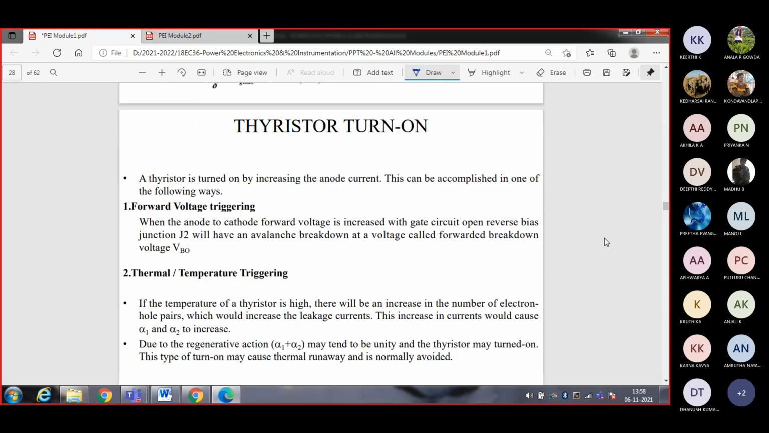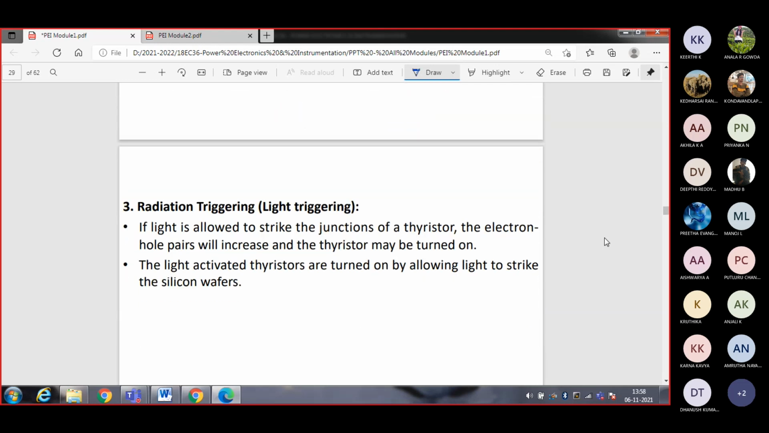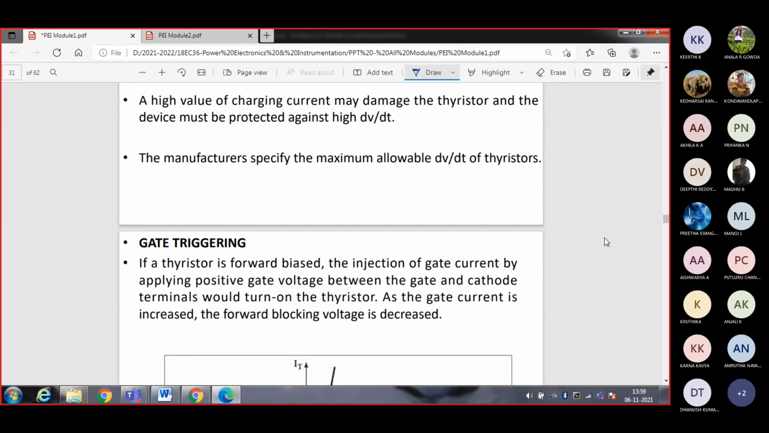Then what happens if the thyristor is turned on? When the thyristor is turned on, it is turned on by increasing the anode current. This can be accomplished in one of the following ways. How exactly can we turn on the thyristor? First thing is voltage triggering, thermal or temperature triggering, then radiation triggering, then dV by dt triggering, and gate triggering. These are the 5 different turn on mechanisms.